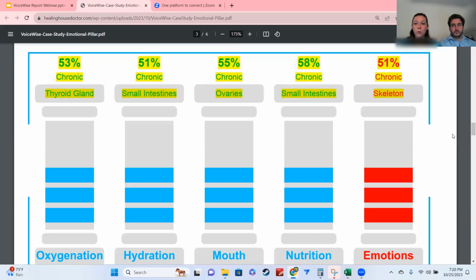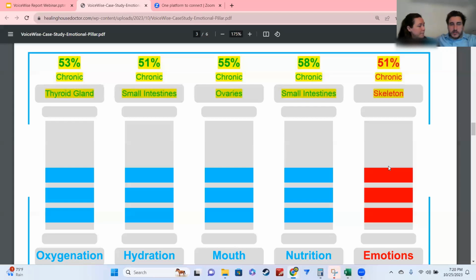So in this example, you'll notice that there's actually 2 pillars that are both at 51%. And remember, 50% or better is great. So this person doesn't have a really low percentage for their pillar, but the one that does come up with the lowest data is the emotions pillar.